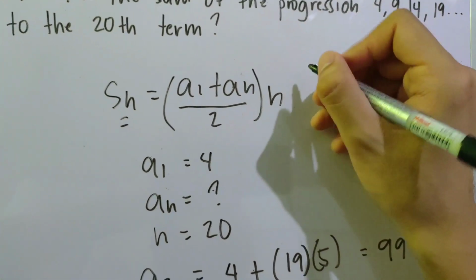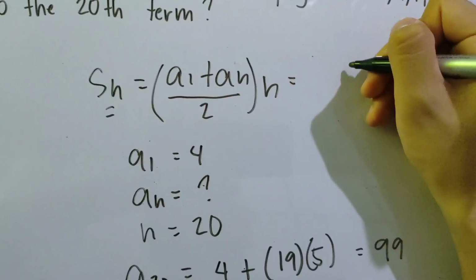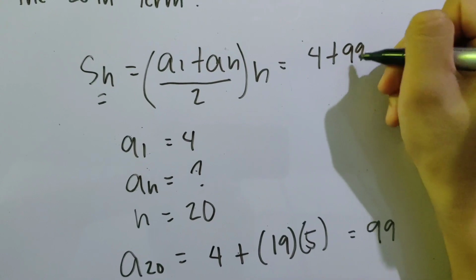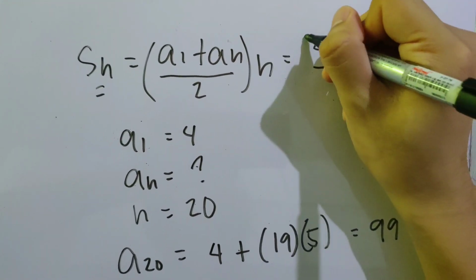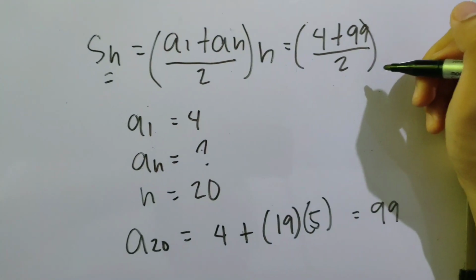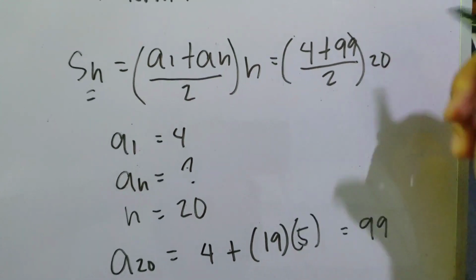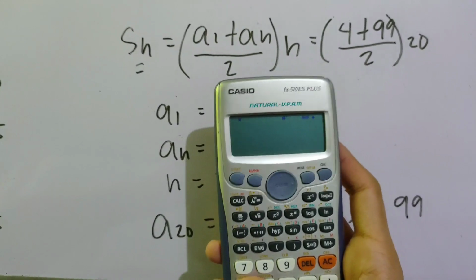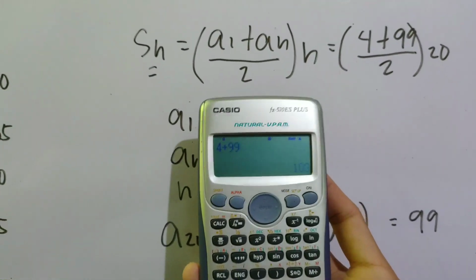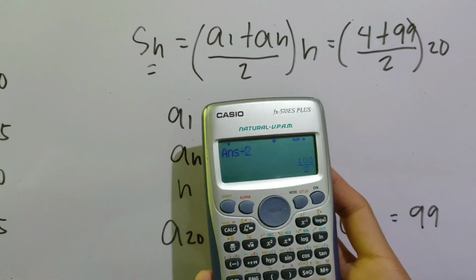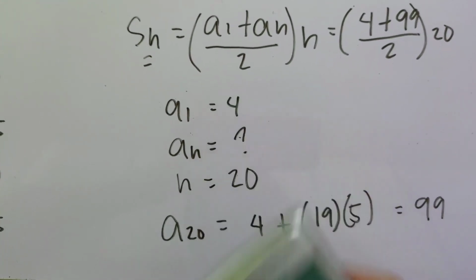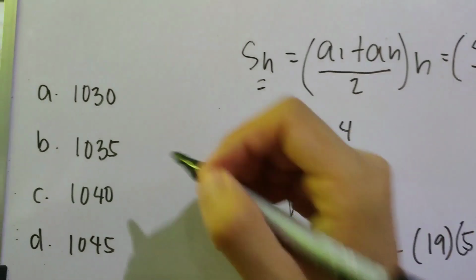So, masasolve na natin ngayon yung Sn natin. So, yung A1 natin ay 4. Yung An natin ay 99 divided by 2 times yung n natin, which is 20. So, 4 plus 99 divided by 2 times 20. So, ang tamang sagot ay 1,030. At dun sa choices, letter A ang tamang sagot.